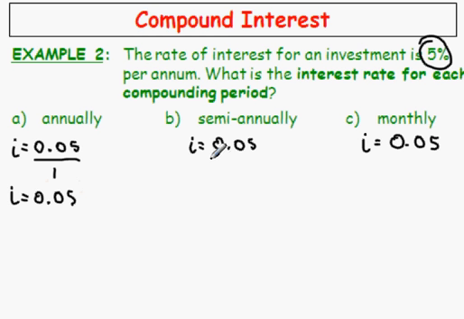For semi-annually, we have to divide by 2 because semi-annually means twice a year, which means the interest rate that we're putting into our formula is 0.05 divided by 2.